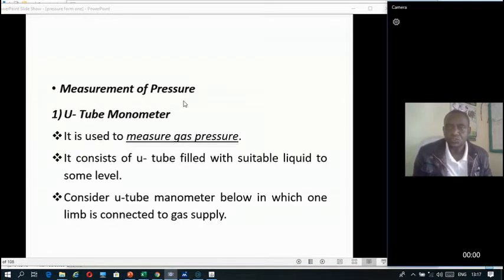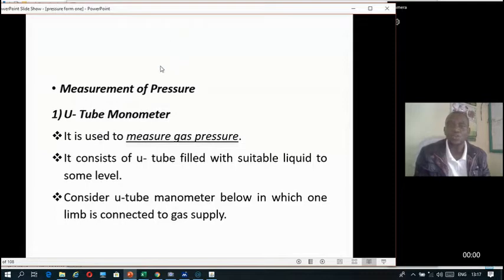So we move to measurement of pressure. How do you measure pressure? That is, measurement of atmospheric pressure. We use a U-tube manometer. The U-tube manometer is used to measure gas pressure. It consists of a U-tube filled with suitable liquid to some level.